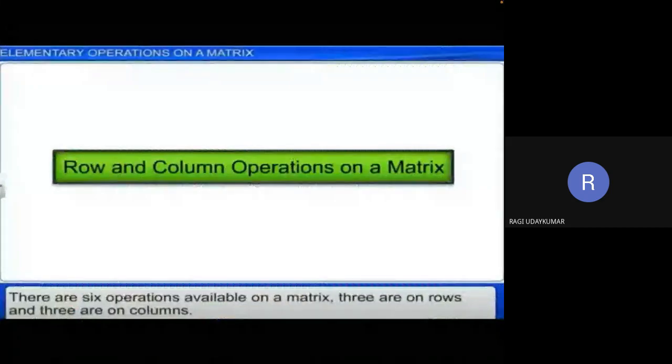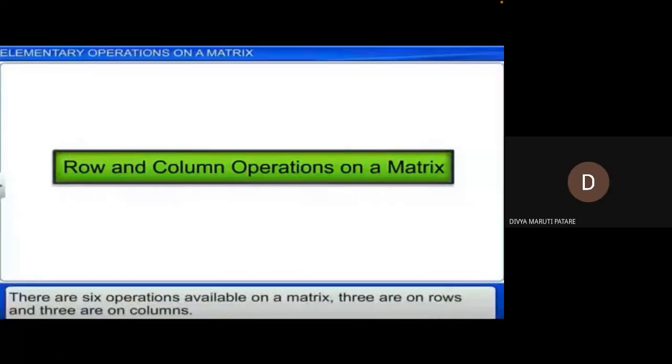So we are going to learn row and column operations on a matrix.